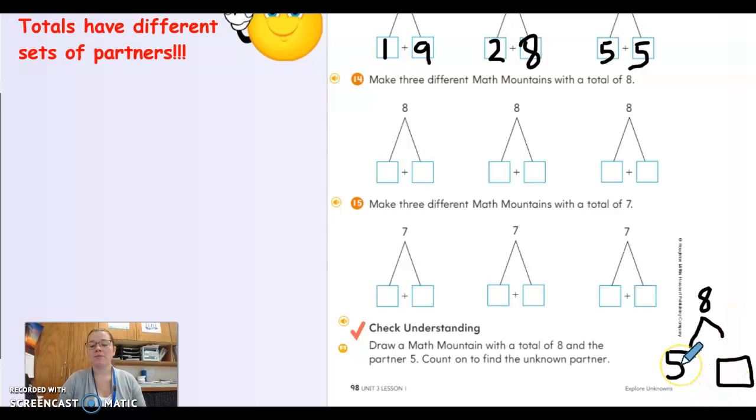Remember, we can say 5 and draw circles, or we could grab that 5 in our hand and get up to 8. So either way, we're going to say 5, 6, 7, 8. Okay, we got 3 with that method. Let's try the other one. Grab the 5, 6, 7, 8. Did we get the same answer? Yes, we did.